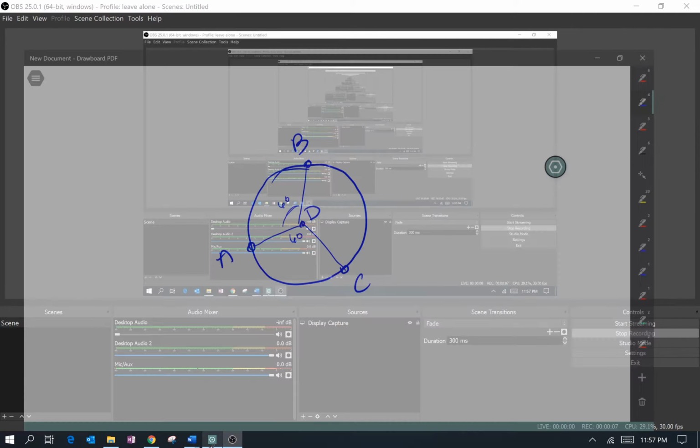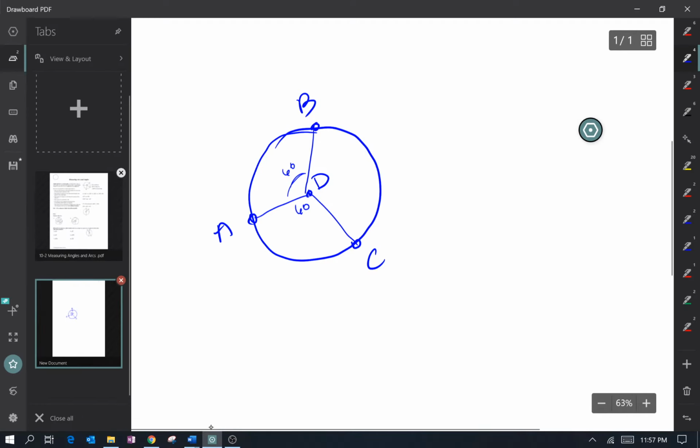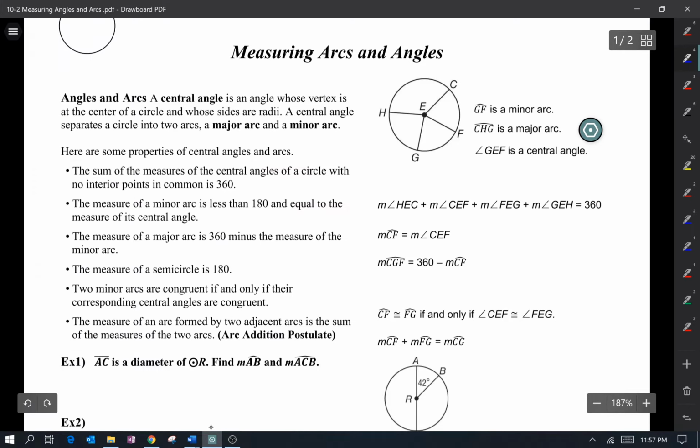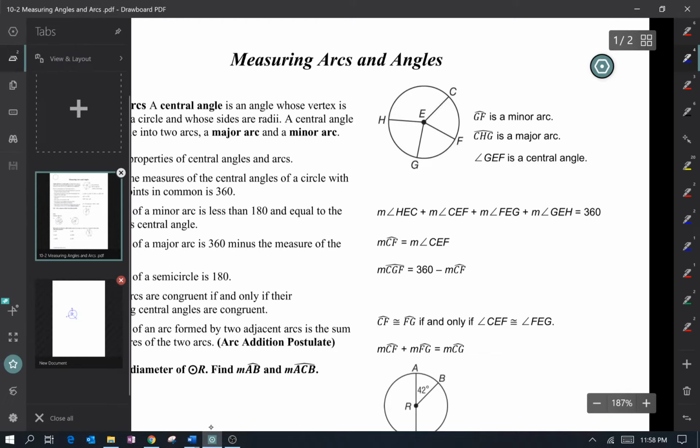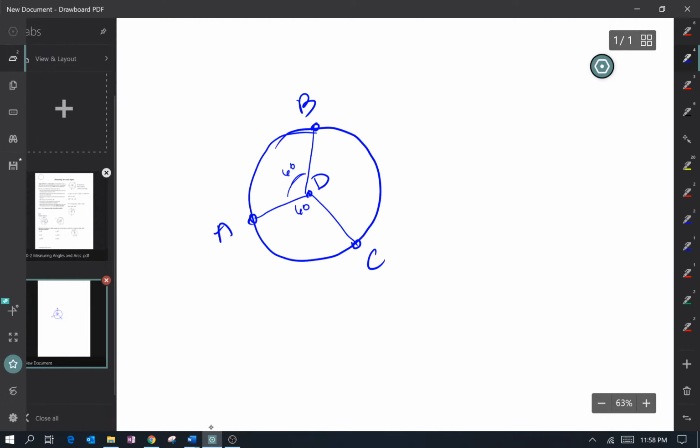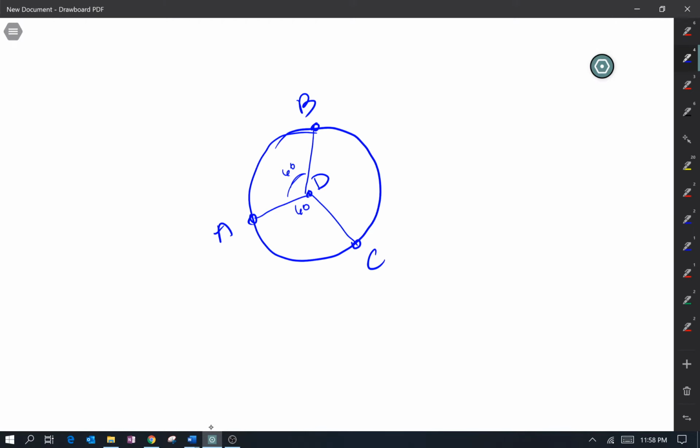Today we're going to be talking about measuring arcs and angles. Pretty easy assignment. A lot of these that we're going to be working on the next few lessons, not hard. Once again, it's going to be a lot of vocabulary. So the first thing we need to talk about is what an arc is.